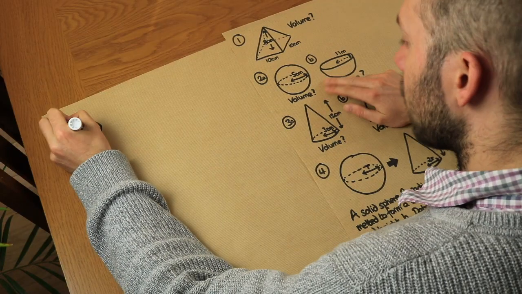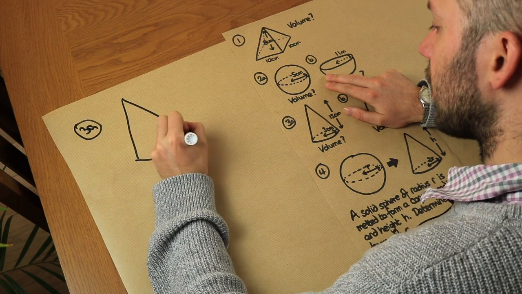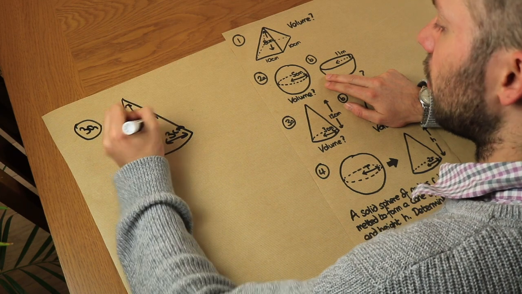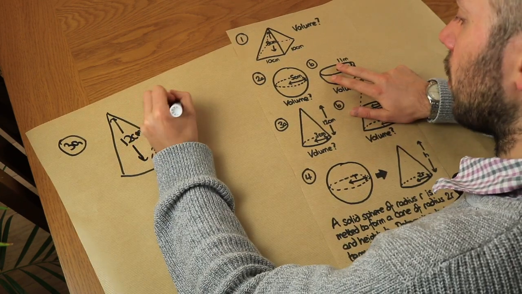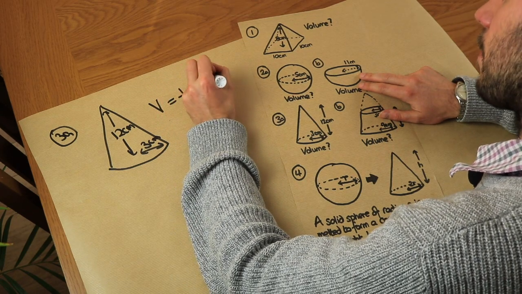Next we've got a cone. So we've got a cone with radius 3 centimetres and height 12 centimetres. So we can just use the formula. The volume of the cone was a third pi r squared h. I will write it out again for you.